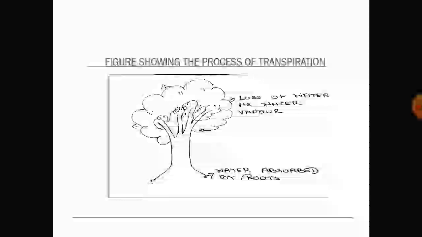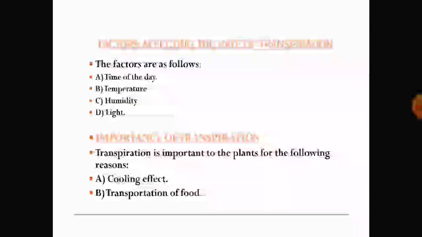If the rate of transpiration is more than the rate of absorption, what will happen? The plant will droop down, which is also called wilting. It will wilt.